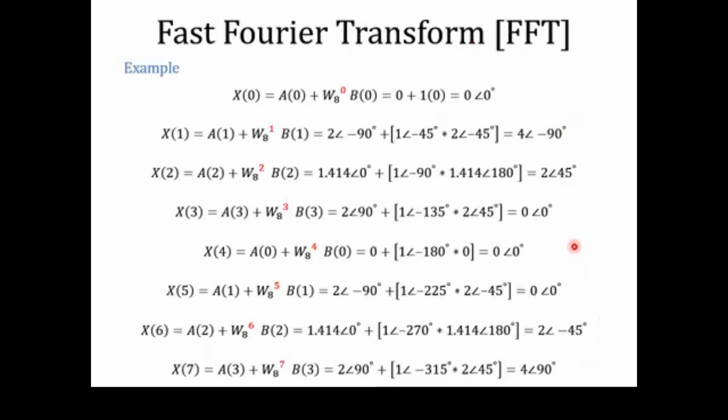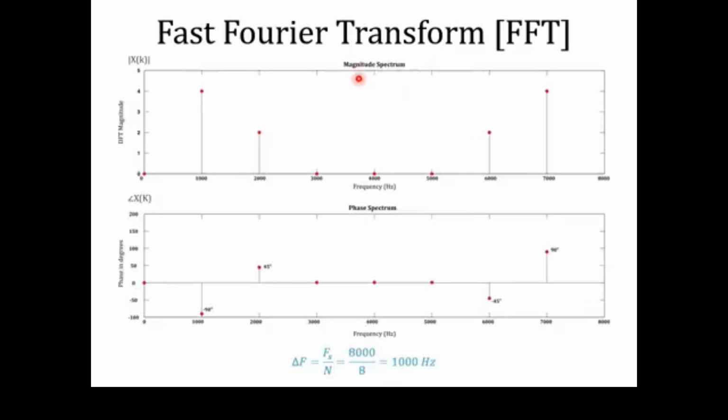And the advantage of expressing these coefficients in the polar form is that we can plot the magnitude and phase spectrum directly by looking at these values. So let's see how we can plot the spectrum. So this is the magnitude spectrum and this is the phase spectrum. Now in order to express the x-axis of both the spectrums in hertz unit, we have to calculate the frequency resolution, which is the ratio of fs and N.